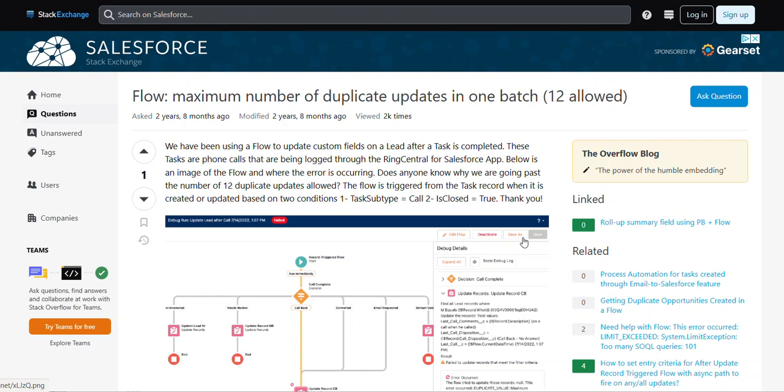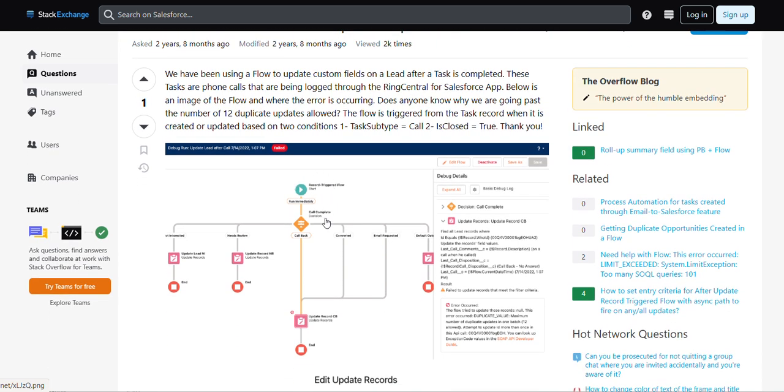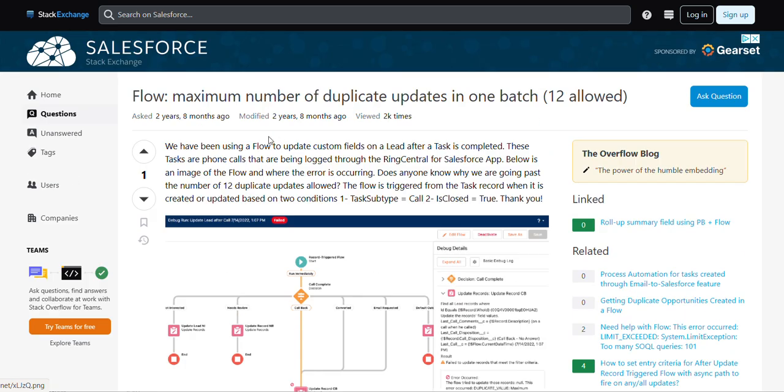About one interesting issue which is related to the maximum number of duplicate updates in one batch. So here we could see the following situation. Someone has, let's say, a very simple flow, right? Here is a record-triggered flow, here is some decision element, and based on the decision element, here is an update, right? And in that update, they are getting the following error message: maximum number of duplicate updates in one batch reached, right?